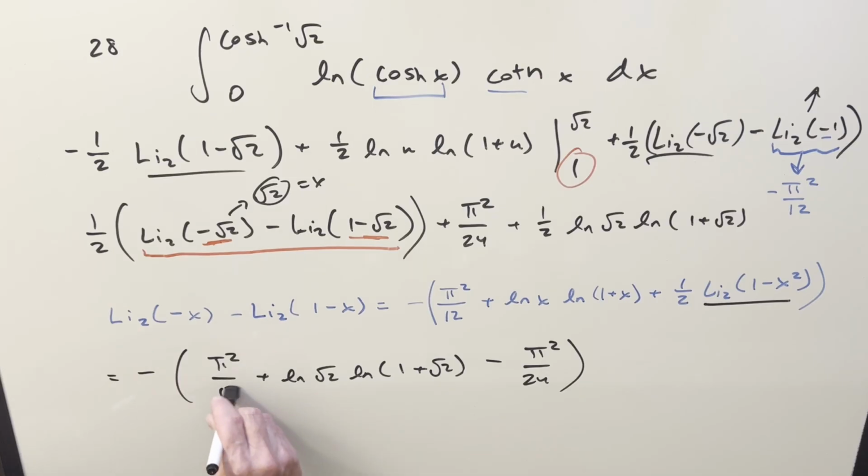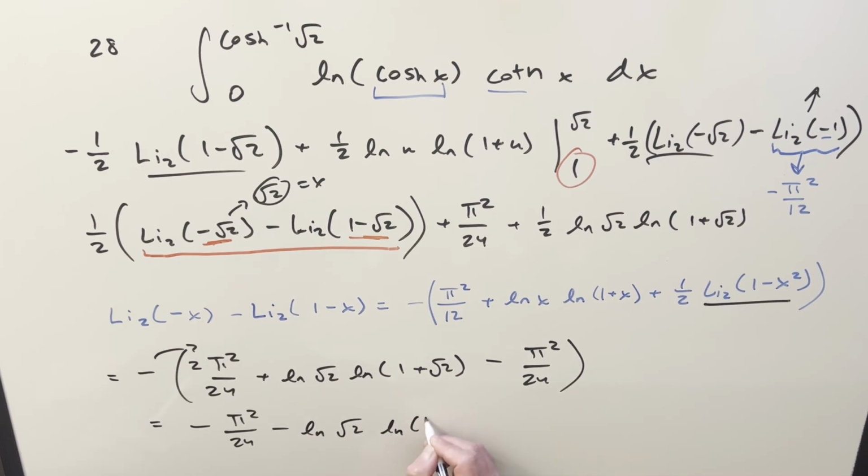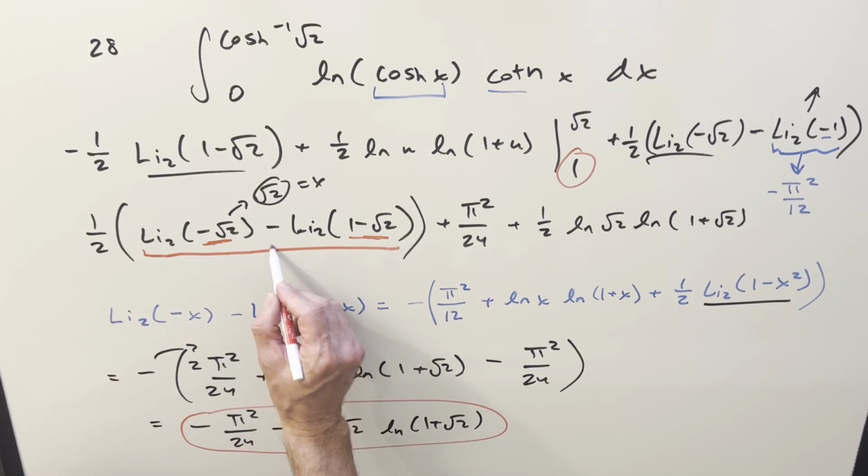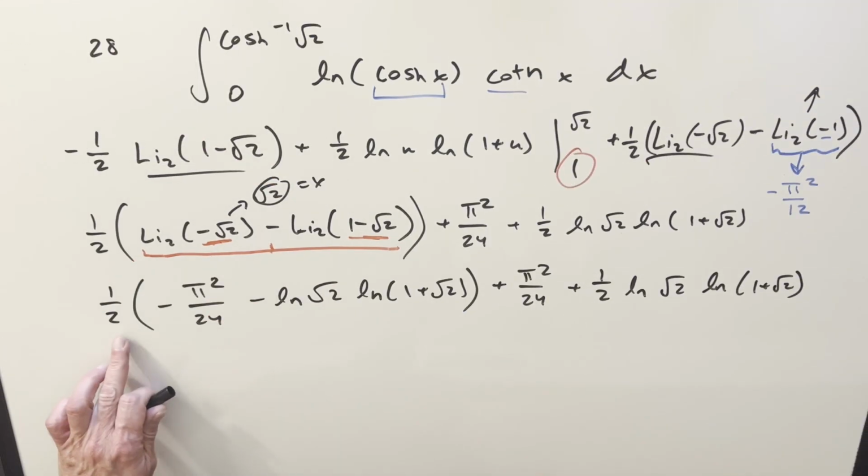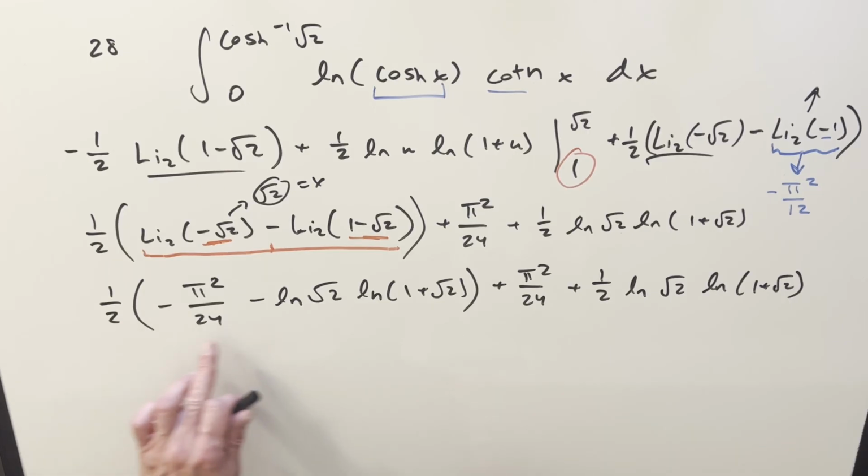I can turn this one into 2 pi squared over 24. So when we put this together and this together, we get pi squared over 24, but I want to distribute in the minus sign. So distribute the minus, and this should be a negative. So we have minus natural log square root of 2, natural log 1 plus square root of 2. Okay, so all I need to do is take this and throw it back in for this red piece right here. And then when we distribute in the 1/2, just notice what happens.